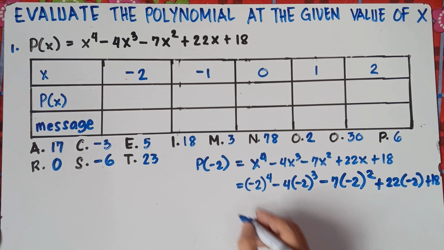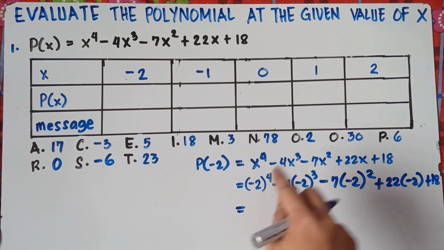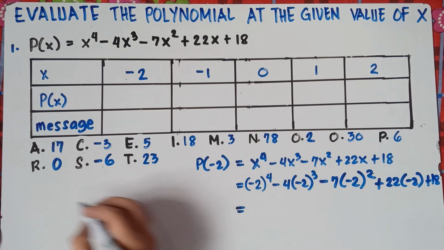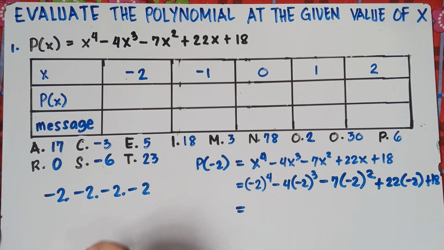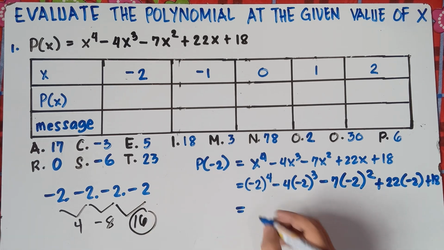So this will be negative 2 raised to the power of 4, class. It means negative 2 times negative 2 times negative 2 times negative 2. You multiply this negative 2 by itself 4 times. That's the meaning of power. So negative 2 times negative 2, that's positive 4, times negative 2, that's negative 8. Positive times negative is negative. Then negative 8 times negative 2, that's positive 16. Negative times negative is positive. So that would be positive 16.